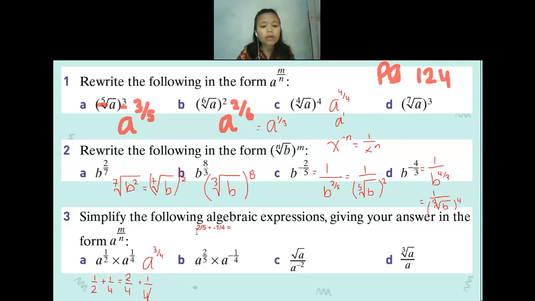Jurgen, maybe? Can you help me to add this fraction? Jurgen, are you there? Jurgen, can you hear me? Oh, yes, teacher. Okay, can you help me to add 2 per 5 plus negative 1 per 4? Make the denominator into the same denominator. It will be how many by how many? Sorry, your voice is too low. Yeah, can you help me, Jurgen?